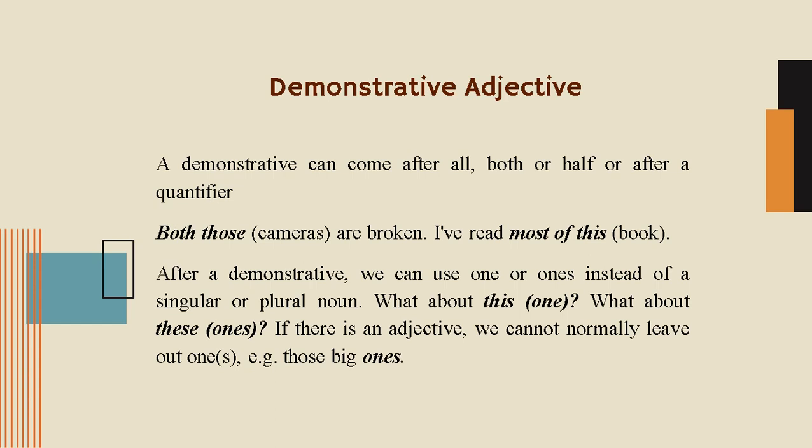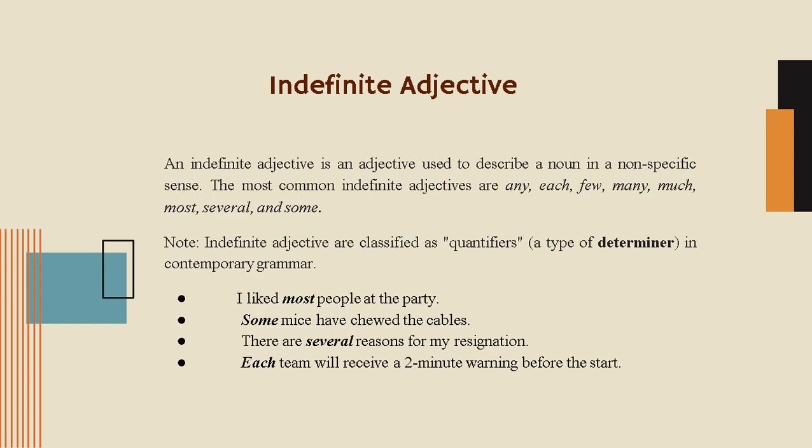After that, let's move to indefinite adjective. An indefinite adjective is an adjective used to describe a noun in a non-specific sense. The most common indefinite adjectives are any, each, few, many, much, most, several, and some. Indefinite adjectives are classified as a quantifier or a type of determiner in contemporary grammar. For example, I like most people at the party.